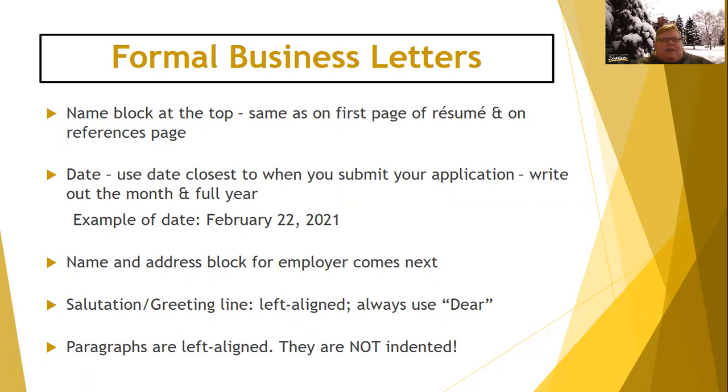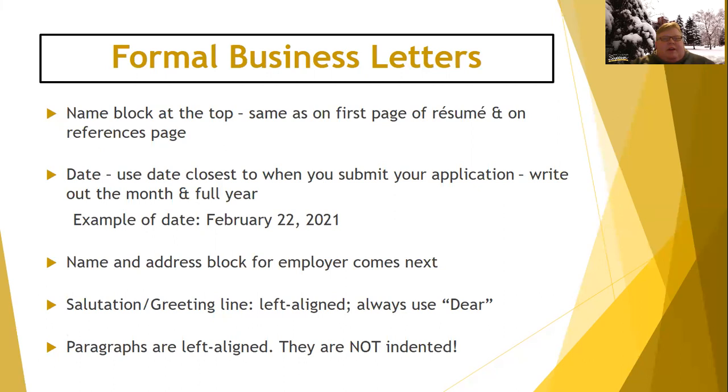They always have the name block at the top. This should be the same name block that appears on the first page of your resume and on the references page. For the date, you want to use a date closest to when you submit your application. Write out the month and the full year. So, an example would be writing out February 22nd, 2021.